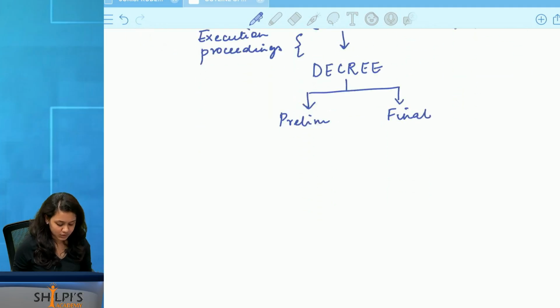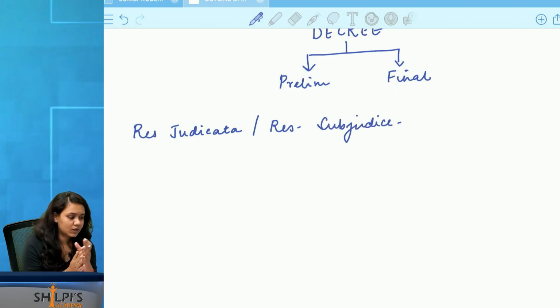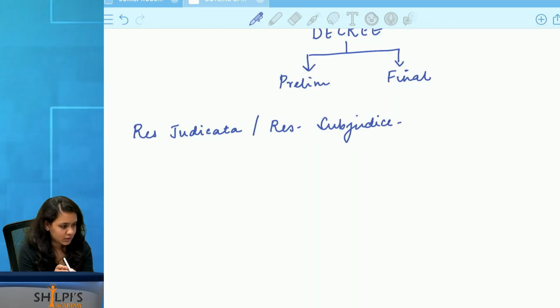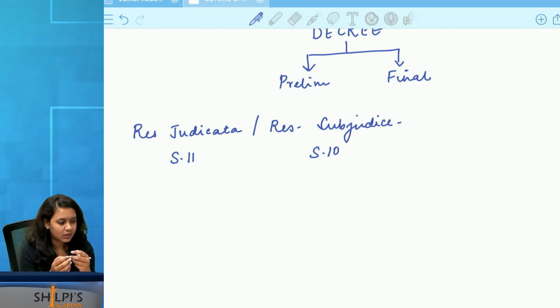Then we had come down to the concept of res judicata and the concept of res sub judice. We will first see the similarities between the two of them. In both, we are talking about two separate proceedings, one which was instituted first and the second which was instituted after that. So, as to prevent multiplicity of proceedings, we have section number 10 which is sub judice and section number 11 which is res judicata. Sub judice is saying that both the proceedings are still being heard before the court of law. So, you put a stay to the second proceeding and let the first proceeding continue.